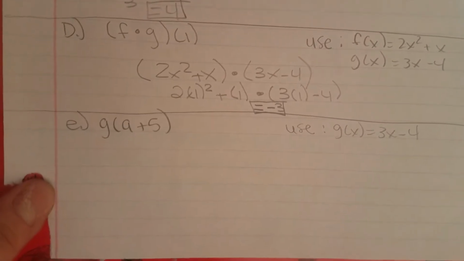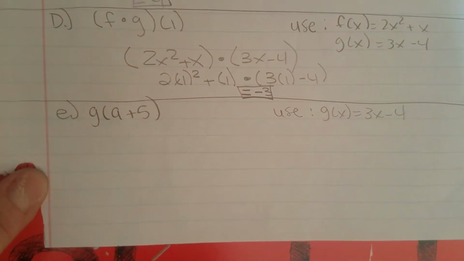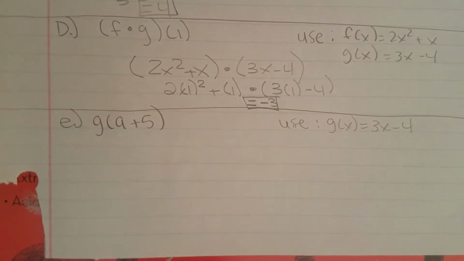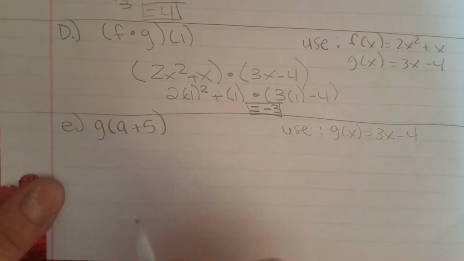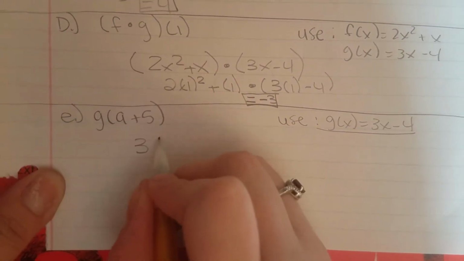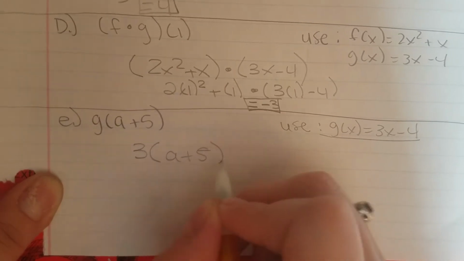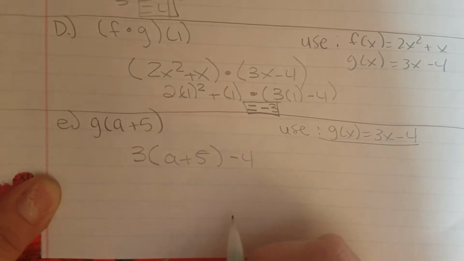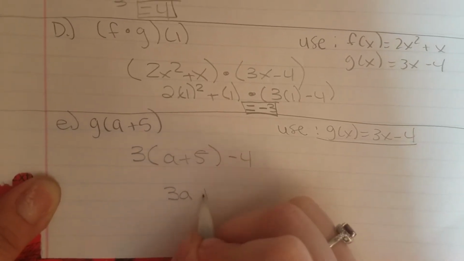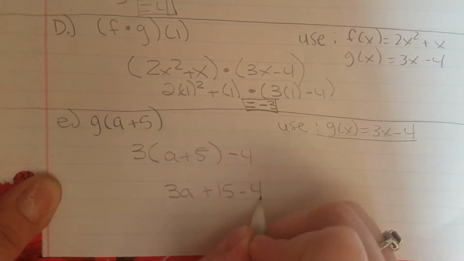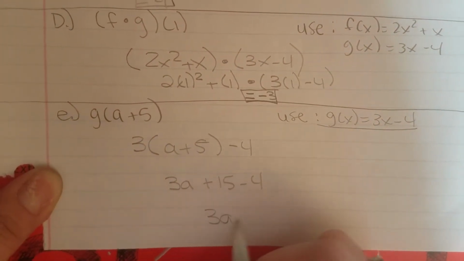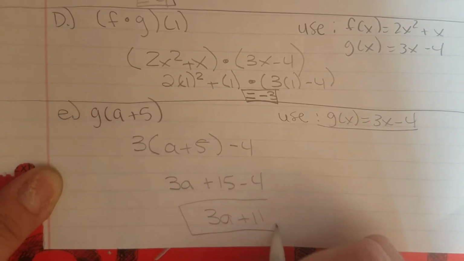Moving on to part E, we are given g of a plus 5. So we're going to plug that in using this equation right there: 3 times a plus 5 minus 4. And we'll get 3a plus 15 minus 4. Then we will end up with 3a plus 11 for our final answer.